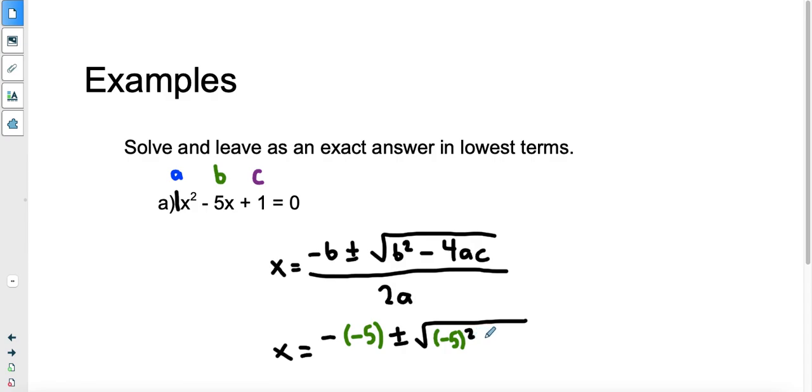I'm going to square that. And now I'm going to subtract 4 times a. Again, remember a is just 1. Times c. Again, c is also equal to 1. And I'm just going to divide all of that by 2 times a. And a, remember, is equal to 1.